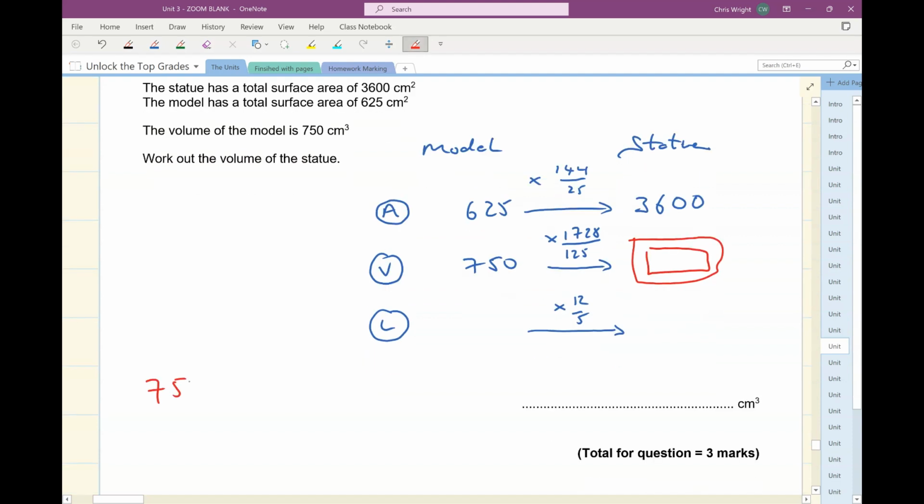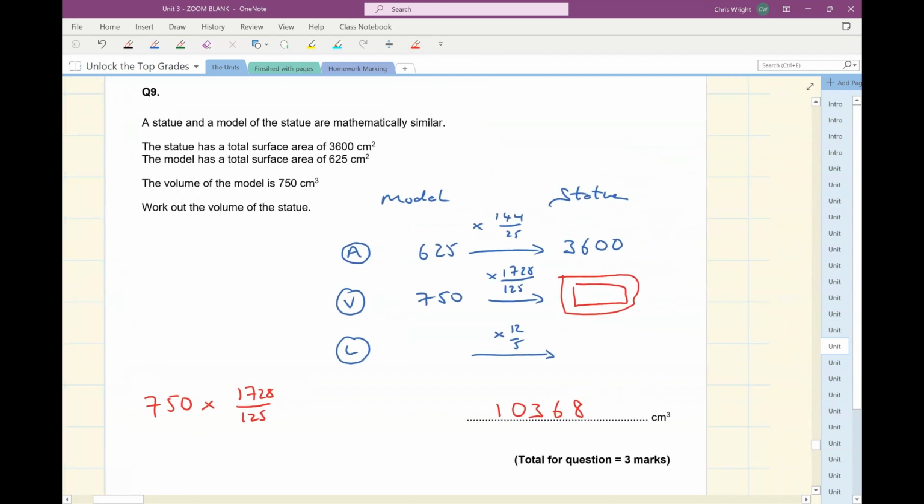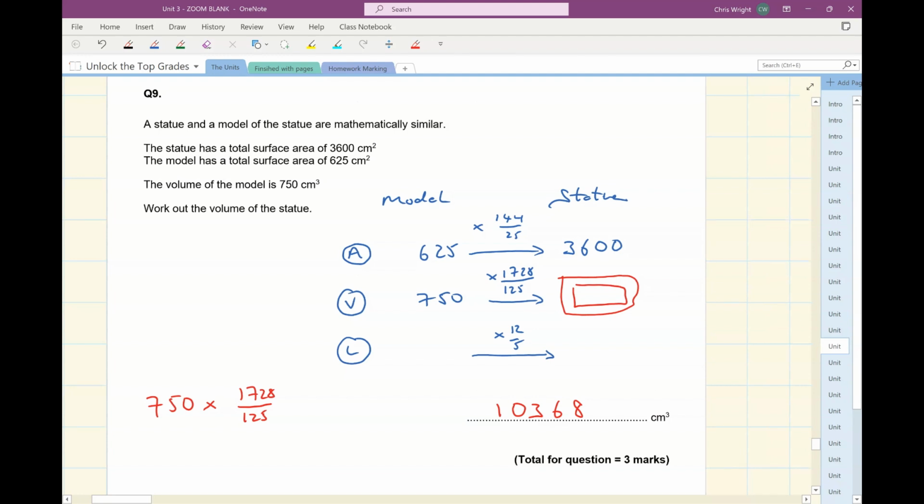So to work out the volume of the statue, I'm going to do the volume of the model multiplied by the volume scale factor to give me 10,368 cubic centimeters for my volume of the statue.